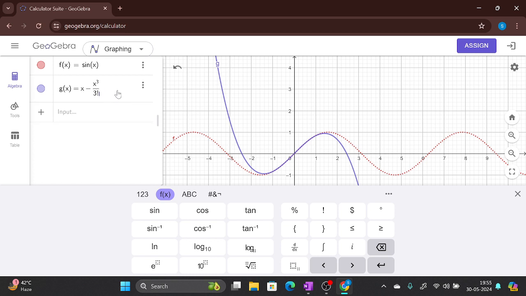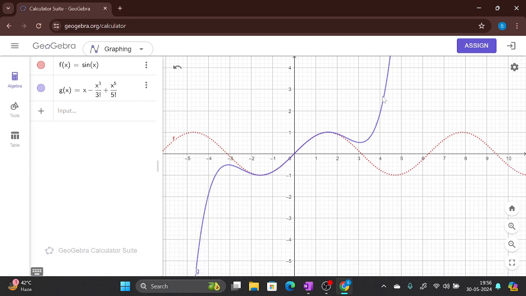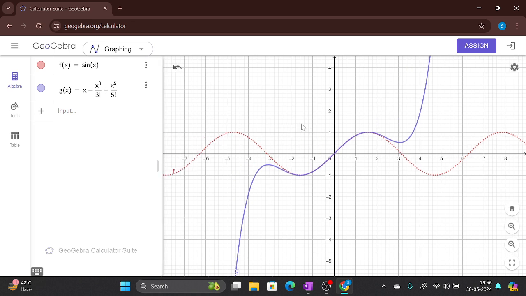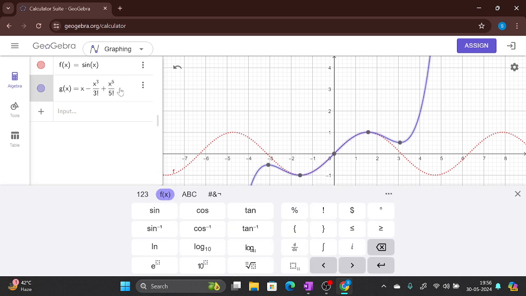Let me move ahead with plus sign, plus x to the power 5 divided by 5 factorial. Look at here everyone. So what is happening? The blue graph basically keeps on dancing in different ways, but ultimately tries to follow the graph of sin x. So as you keep on adding the other terms, let me add another one. Next one is minus x to the power 7. Just wait. X to the power 7 divided by 7 factorial.